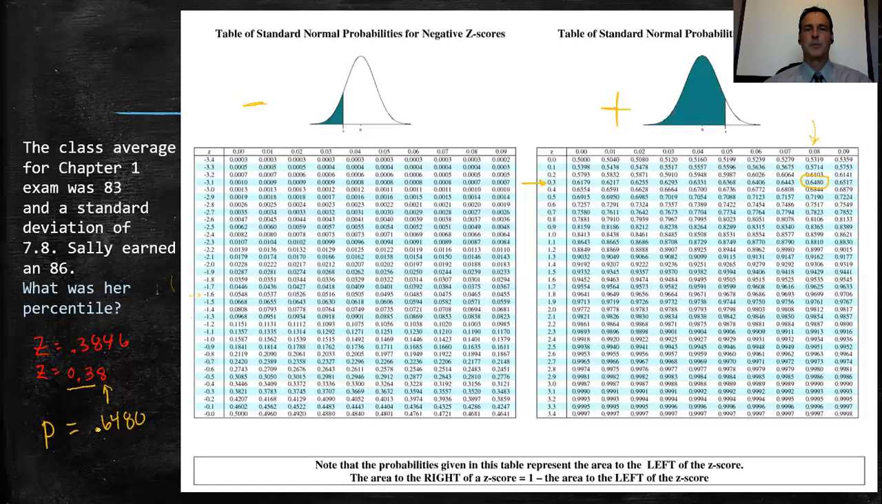And set it equal to a p. What does that mean? That is a percentile. Sally scored at the 64.8 percentile with respect to her test scores.